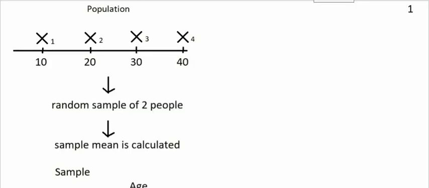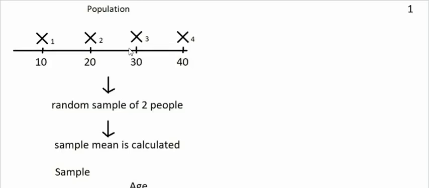Hi, I'm going to walk you through today's in-class assignment. This is in-class assignment number 8. This is the first page. Right here we have a population of 4 people. We have a 10-year-old, a 20-year-old, a 30-year-old, and a 40-year-old. These are the ages of the 4 people.